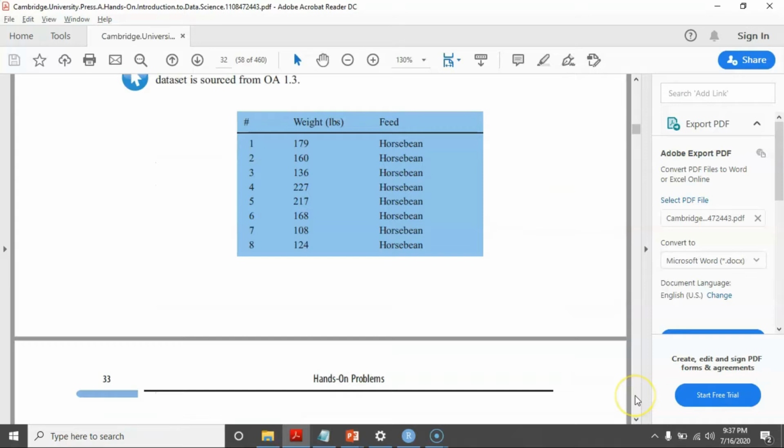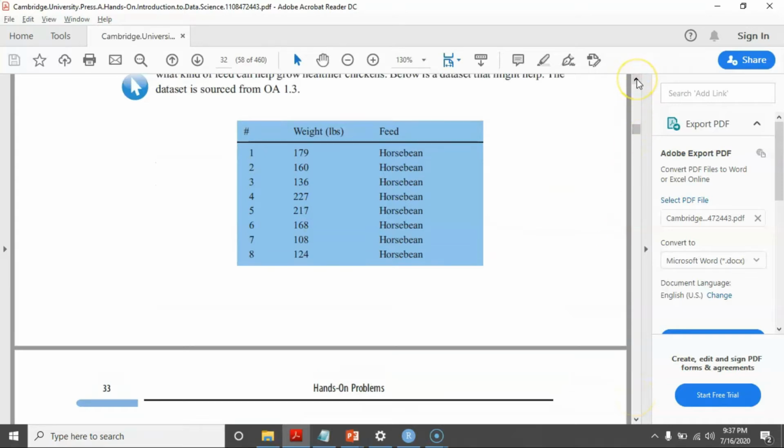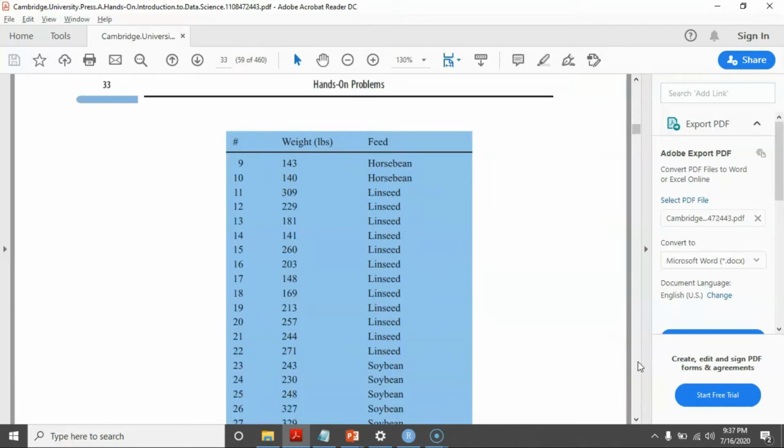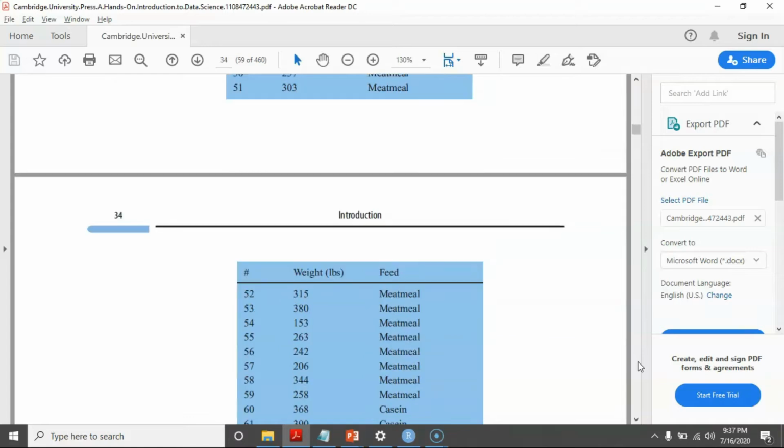Okay, so what we want to find out is which feed grows healthier chicken. So whether we need to use horse bean, linseed, soybean, sunflower, meat meal, or casein. Okay, so our motivation is to know which feed grows more healthy chickens.